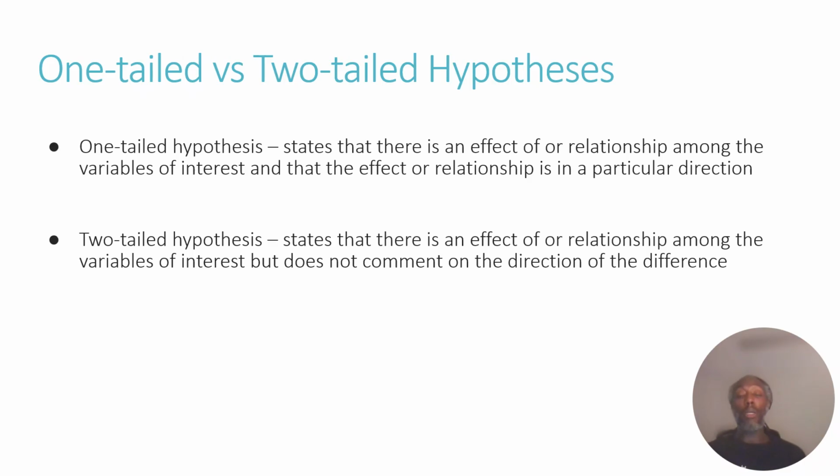Alternatively, I could give a two-tailed hypothesis where I say, I think that the running speeds between football players and basketball players are different. I'm not giving you a direction. I'm not saying who I think is faster. I may not have a reason to think one is faster than the other, but I might have a reason to think that there is some difference.